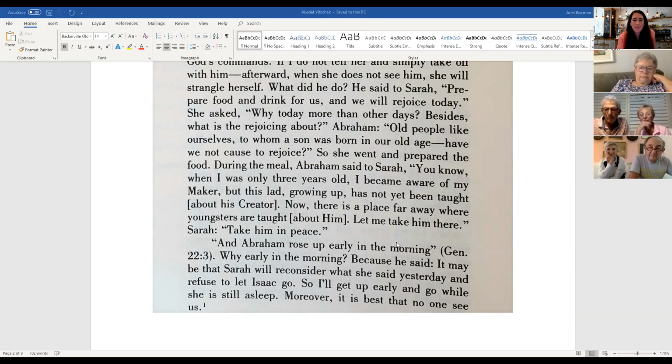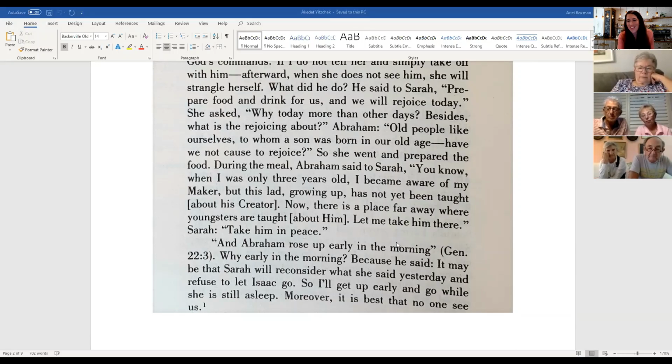And the question next is, why does it say early in the morning? "And Abraham rose up early in the morning." Why early in the morning? Because he said, it may be that Sarah will reconsider what she said yesterday and refuse to let Isaac go. So I'll get up early and go while she is still asleep. Moreover, it is best that no one sees us.